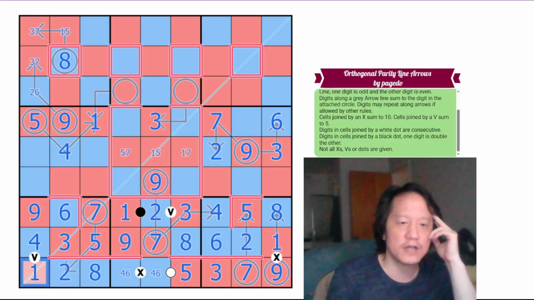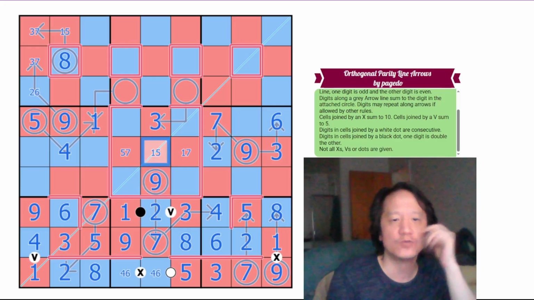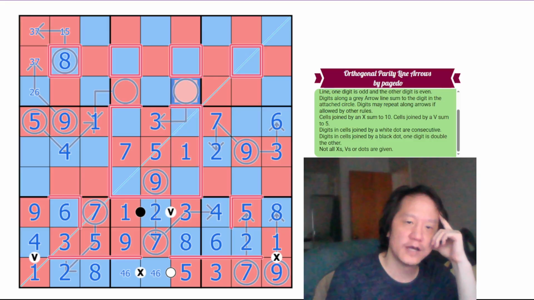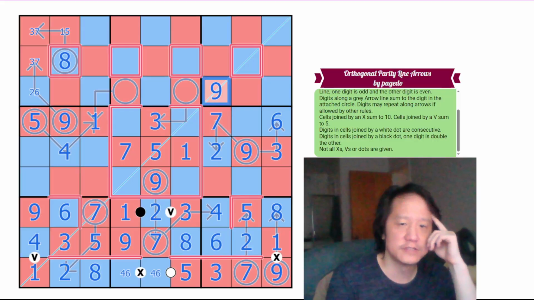This 1 along the diagonal eliminates 1 in the rest of the diagonal because there are no repeats, so that makes this 5, which makes this 7, which makes that 1. That leaves the remaining digit on the diagonal that's odd as a 9. So this is 9.